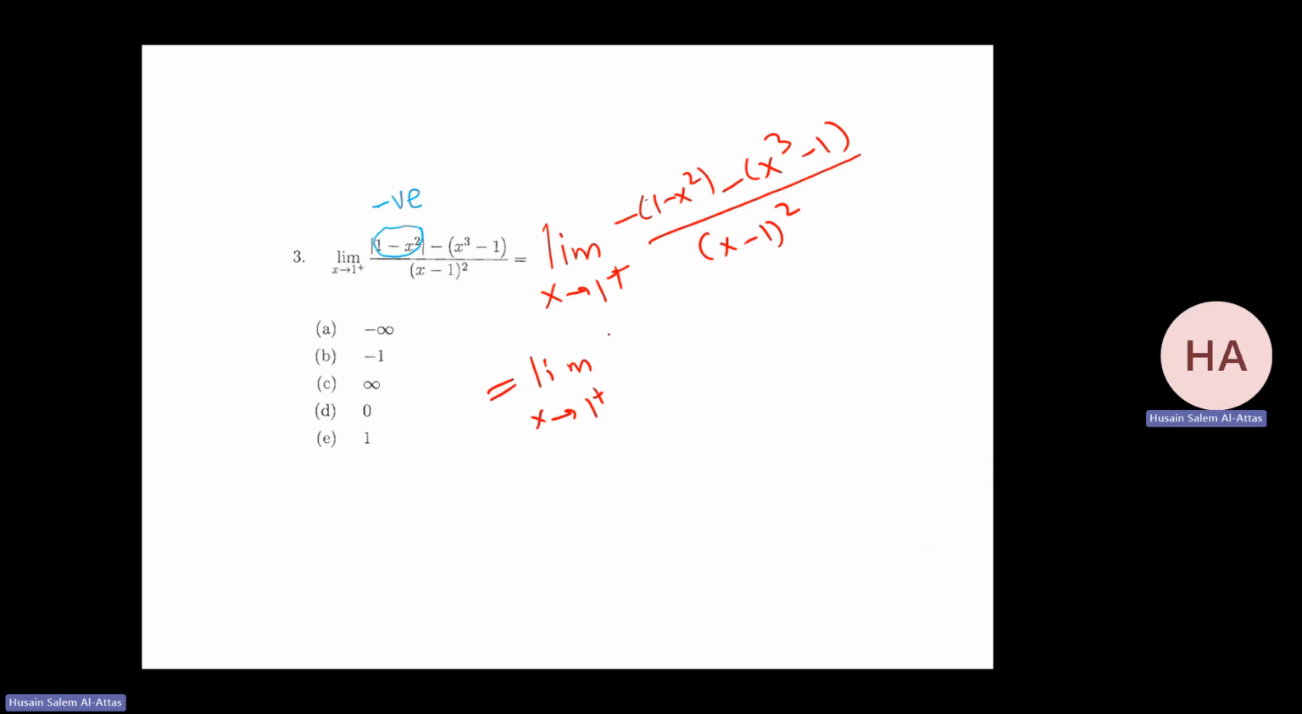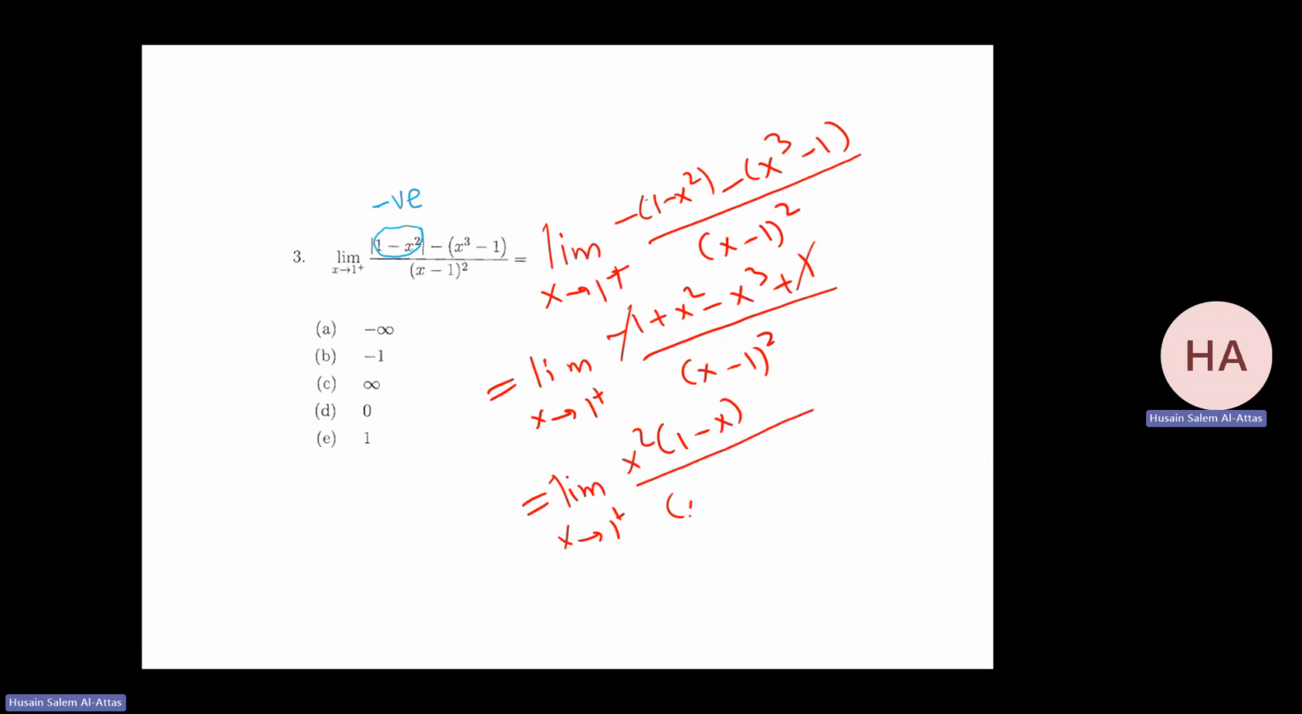You have minus 1 plus x squared minus x cubed plus 1 over x minus 1 squared. This is cancelled. So I have limit x goes to 1 from right. I can take x squared as common factor. I have 1 minus x over x minus 1 times x minus 1. So this is cancelled with this. I have a minus sign. So that will be limit x goes to 1 from right of minus x squared over x minus 1.